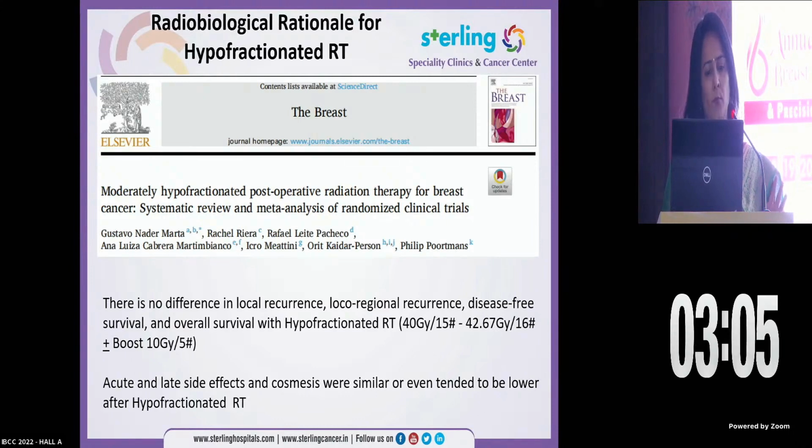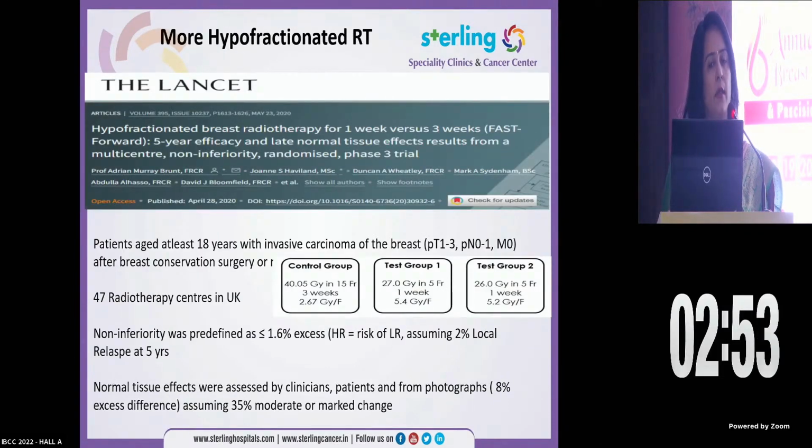And it has been very well proven that there is no difference in the local recurrence or the locoregional recurrence or the disease-free survival and the overall survival with hypofractionated radiation. So even my clinical practice is to do hypofractionated radiation only. Now we are in the era where we are moving one step ahead from this. That is the more hypofractionated approach, called the FAST-Forward trial, where we are trying to complete the treatment in just 5 fractions.